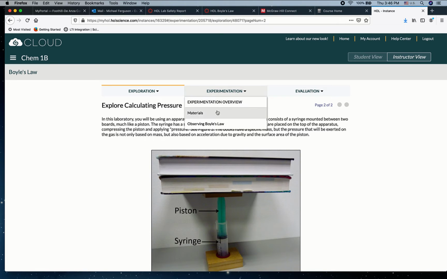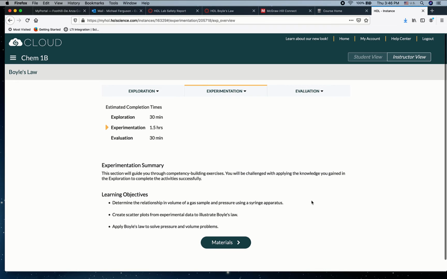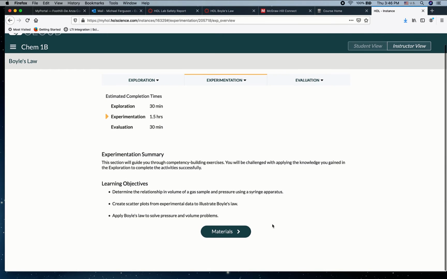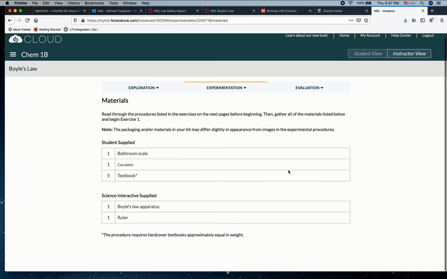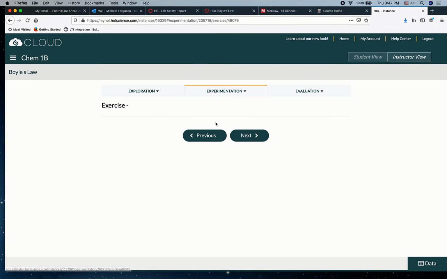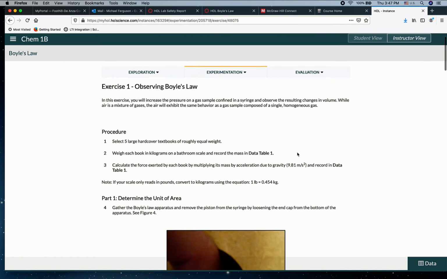So let's talk about the experimentation though. Basically, you grab some books. Well, let's go backwards. This is what you need to have: bathroom scale, calculator, textbooks. They don't have to be equal in weight, but it's nice that they are. And the Boyle's law apparatus and rulers, so you get those as well. So, experimentation: observing Boyle's law.